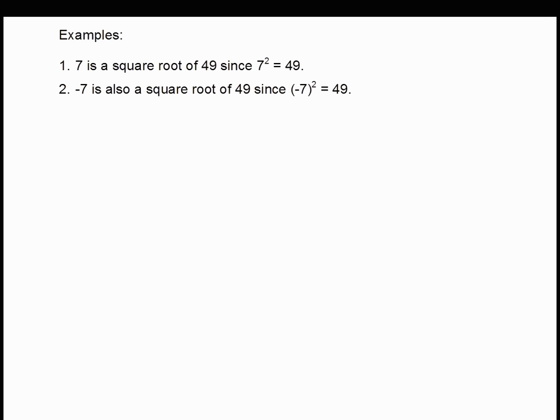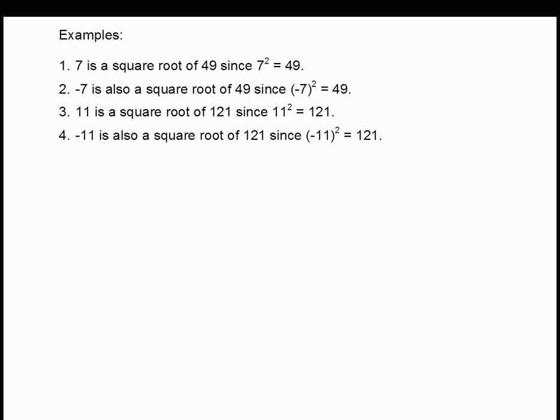Some examples. These examples are really just illustrations. Number 1, 7 is a square root of 49, since 7 squared is equal to 49. Number 2, negative 7 is also a square root of 49, since if you square negative 7, you also get 49. Number 3, 11 is a square root of 121, since 11 squared is equal to 121. And the same thing will happen with negative 11. It's also a square root of 121, because if you square negative 11, you get 121.